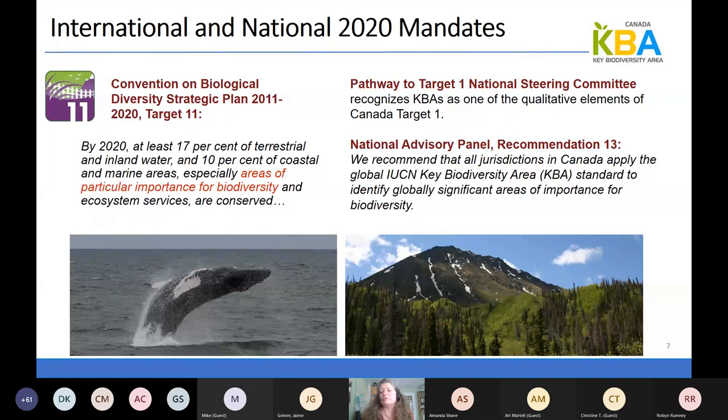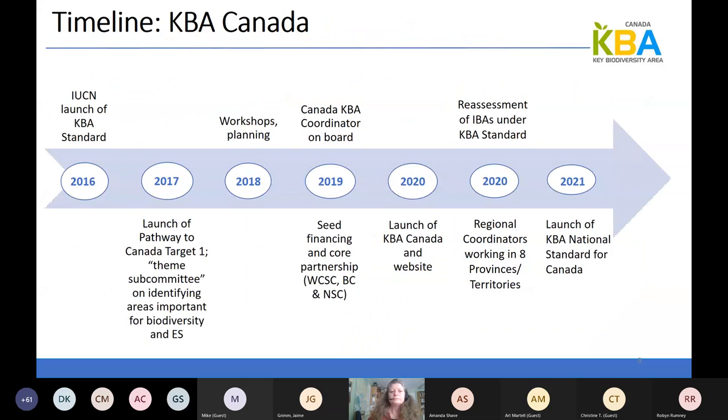With respect to the National Advisory Panel that was struck as part of the Pathway to Target 1, they have a particular recommendation in their important report that all jurisdictions in Canada apply the global IUCN KBA standard to identify these areas of importance for biodiversity. There's also another mention that it would be good to do so nationally.